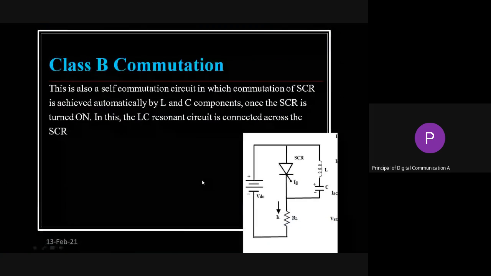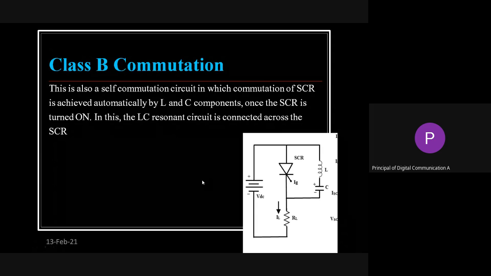Okay, so we were talking about the class B commutation. In this, the only change made is that the commutating components L and C are in parallel. So the steps of this working are that whenever you give the input supply, the capacitor starts charging through this inductor, see the cursor, towards the positive of the battery. So that will charge up to the maximum VDC. That is the first step in this case.